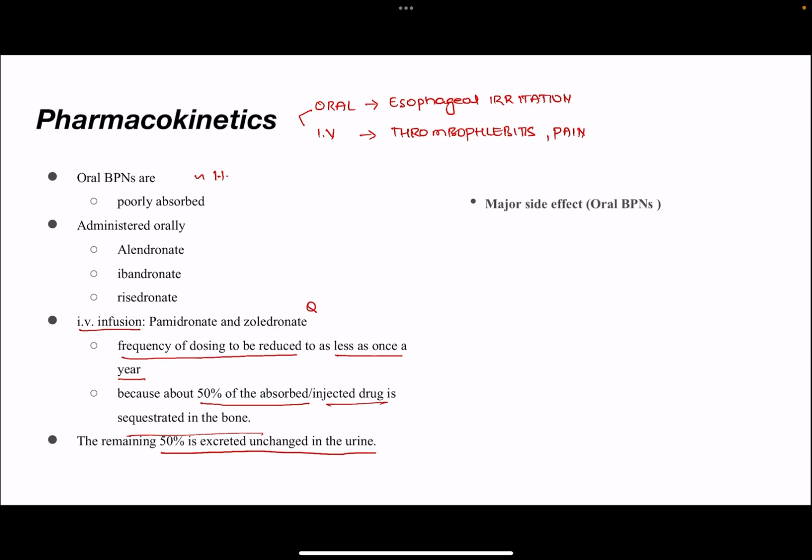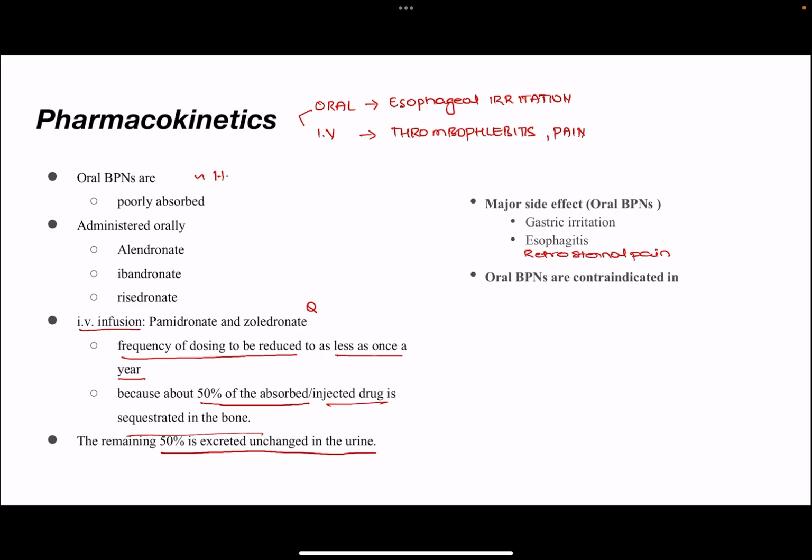So what is the major side effect when it is given through the oral route? The major limiting factor is gastric irritation, esophagitis, and it can cause retrosternal pain.